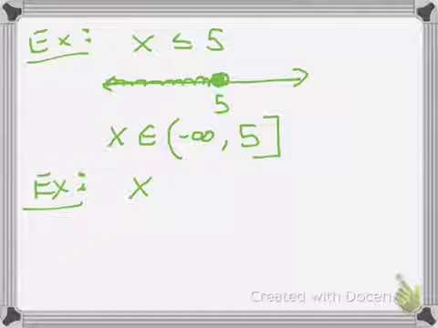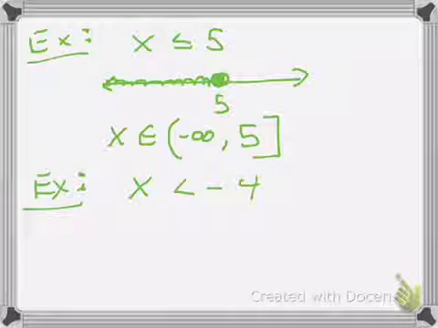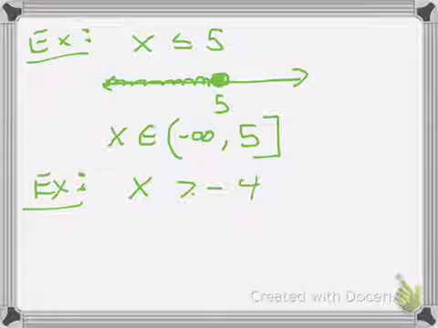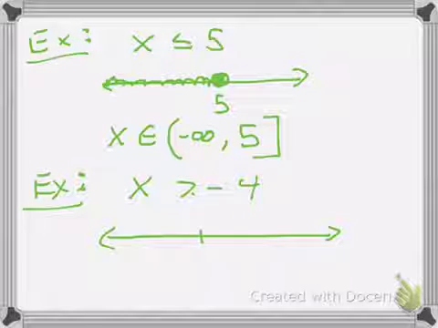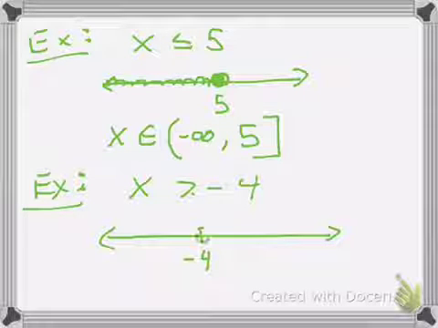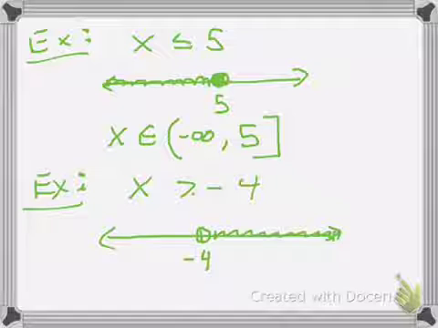All right, so x is less than negative 4. No, let's change it. x is greater than negative 4, because we just did a less than. Let's do a greater than. Now, what would the number line look like? Open circle at negative 4, and shade to the right.